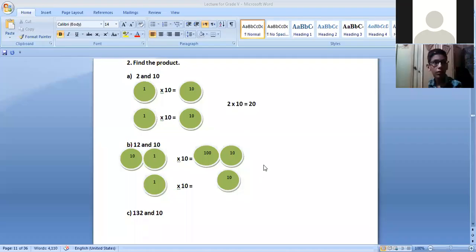It becomes 10 times 10 is 100, 1 times 10, 1 times 10. And now, in the simplest way, when you multiply 12 by 10, the answer becomes 120. Or you can add the discs: 100 plus 10 plus 10, 10 plus 10 is 20, 20 plus 100 is 120. Yes, 12 multiplied by 10 is equal to 120.